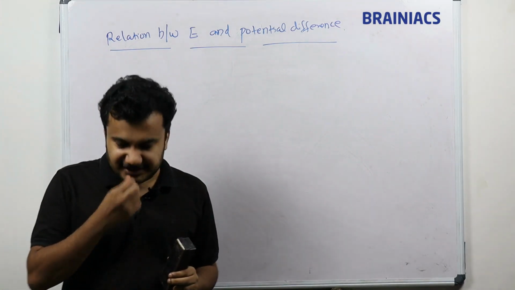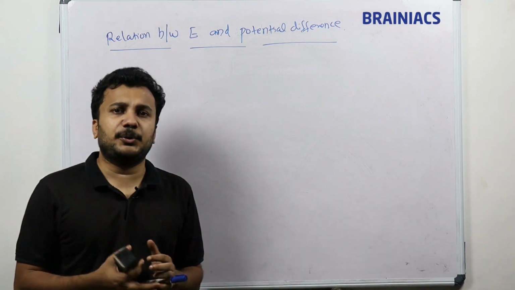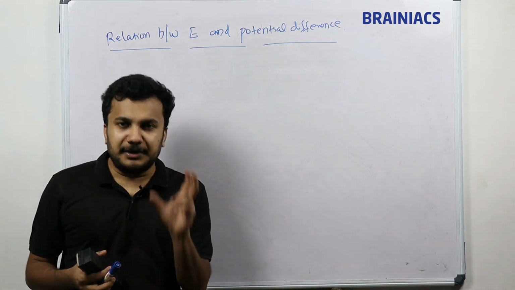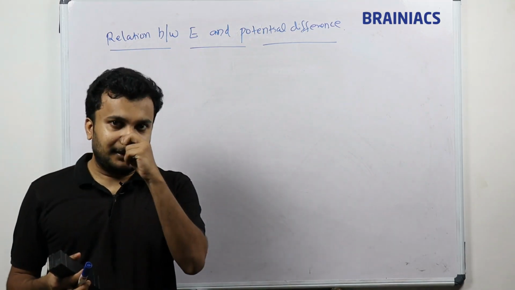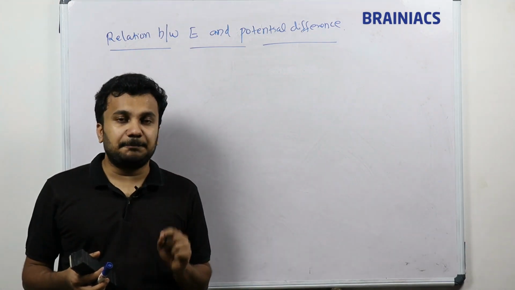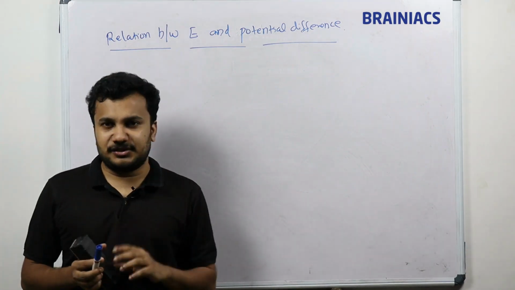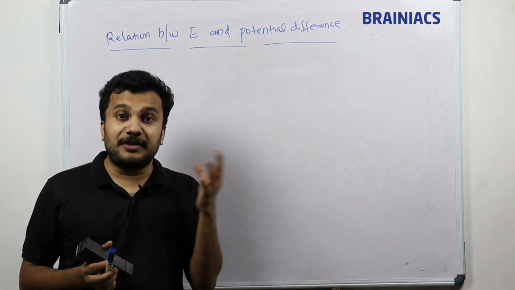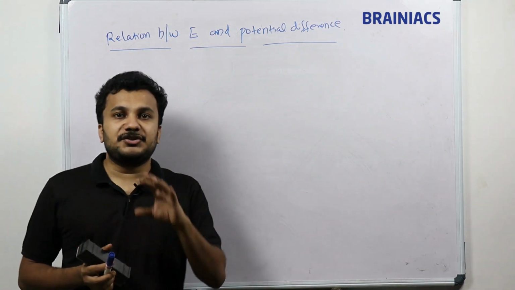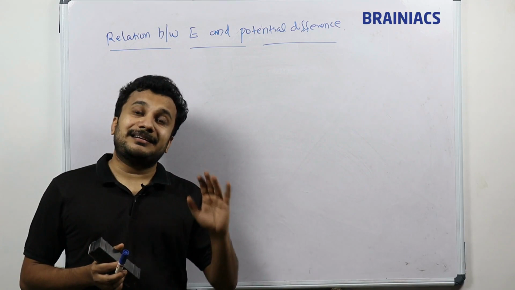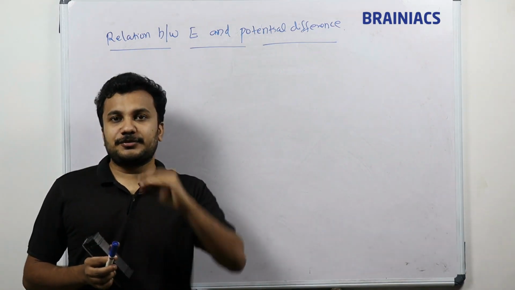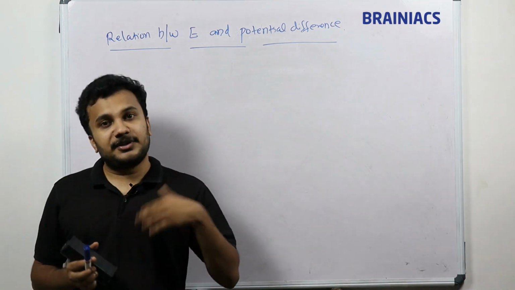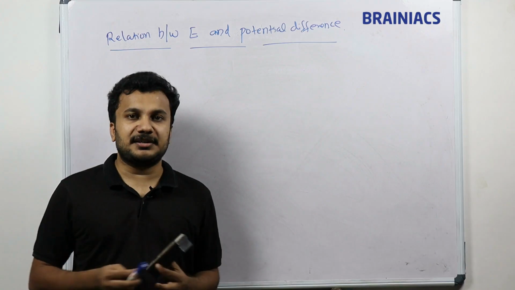There are two cases here. We are going to find out, you have to listen to my voice very clearly, what is the relation connecting electric field and potential. Two cases will be here. We know electric field has two varieties: one is electric field is uniform, another one is electric field is non-uniform. So in case electric field is uniform, what is the relation between them? If it is non-uniform, what is the relation between them?